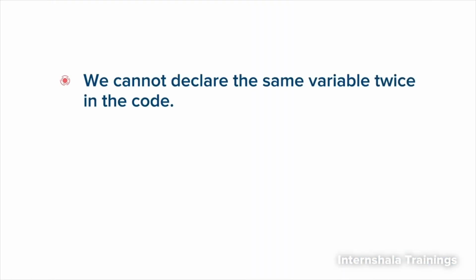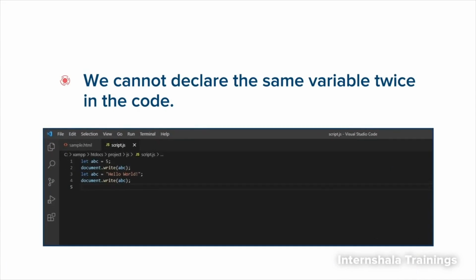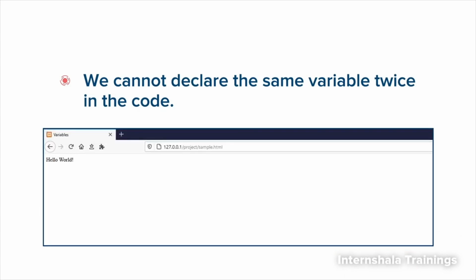But while doing so, we must ensure that the same variable name is not declared twice in our code, like we have done in this code. Here, we have declared the variable ABC twice, and if you execute this code, it will not show any output. So this is how, using the let keyword, we can define a variable in JavaScript.